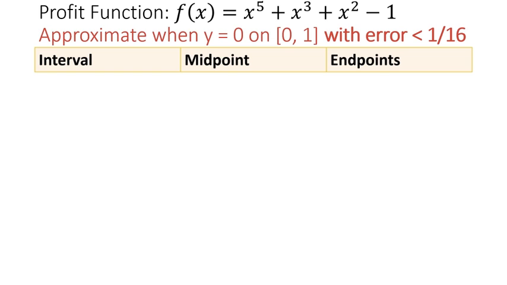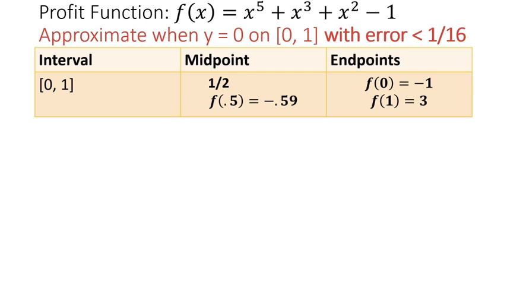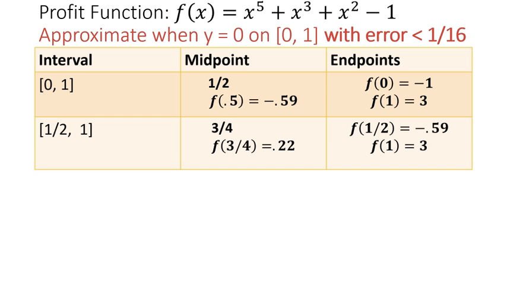We're going to set up the table again, and we're going to start with our biggest interval from 0 to 1. The midpoint is x equals 0.5. When I plug it in, I get a negative number. So now we need a new interval. I'm going to go from 0.5 to 1 because the y values go from negative to positive, but it's smaller than my original interval. Now we're going to find the midpoint again.